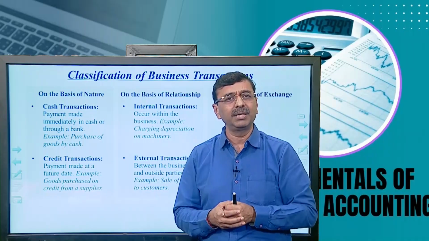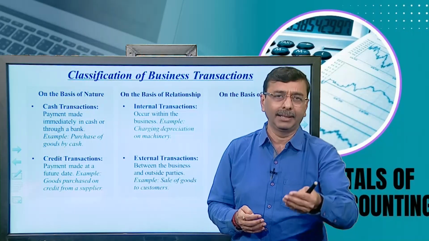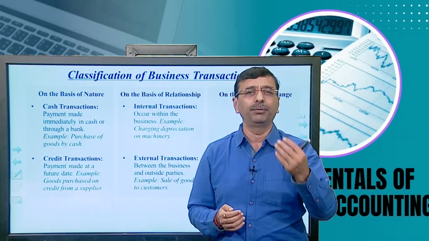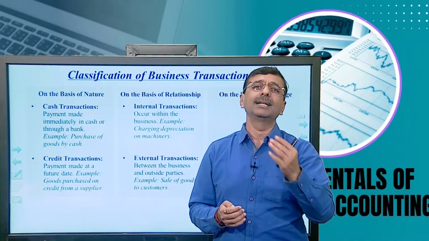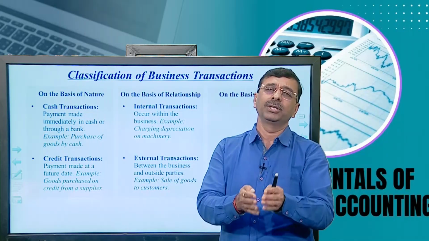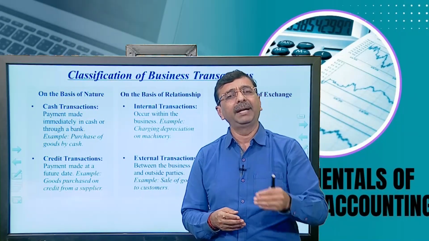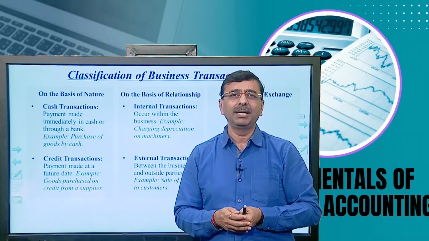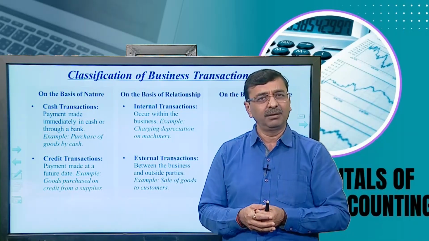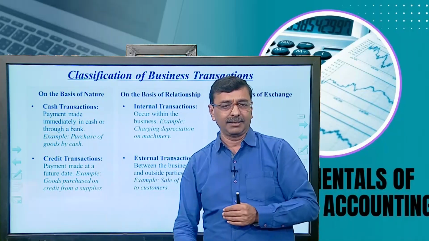A credit transaction means a transaction takes place, but the payment is not made immediately; it takes some time, maybe a few days or a few months. Like a purchase of goods from Manoj on such and such date for rupees 5,000 that will be paid after 15 days. That means goods purchased from Manoj, with the payment of 5,000 rupees made after 15 days, would be considered a credit transaction.